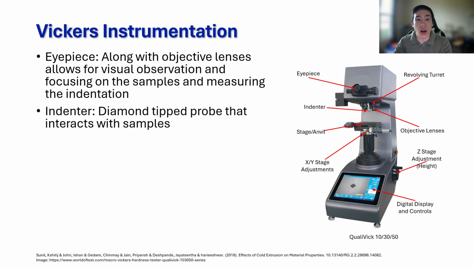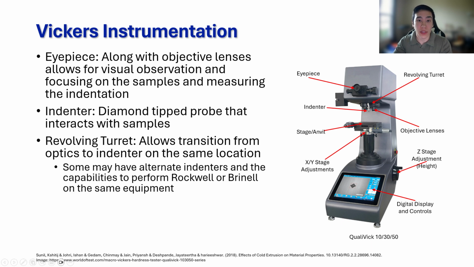The indenter is often detachable, allowing them to be replaced, and with some more advanced instruments, the indenters for other hardness testers may be inserted instead. A revolving turret allows for the transition from optics to the indenter at the same location so that the individual performing the test knows exactly where the indenter will be applied. Similar to exchanging indenters, some instruments may come preloaded with alternate indenters on the turret, allowing for quick testing with multiple different methods.